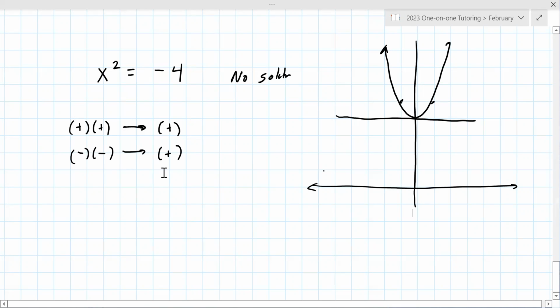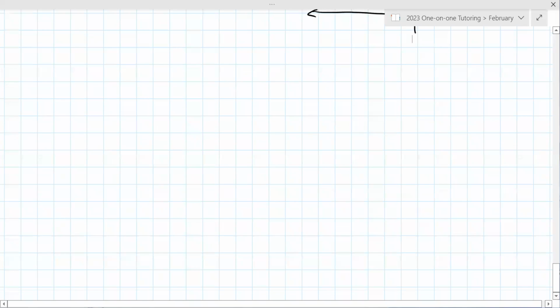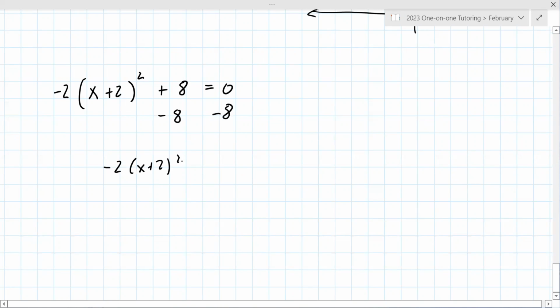Now, sometimes problems have the appearance of having no solution, but they actually do have a solution. So let's look at this. Let's say it's, I don't know, -2 times x plus 2 squared plus 8 equals 0. If you subtract 8 from both sides here, you might start to think, well, maybe this does not have a solution because it equals a negative number. But what about this -2 out in front? How do you undo that -2?